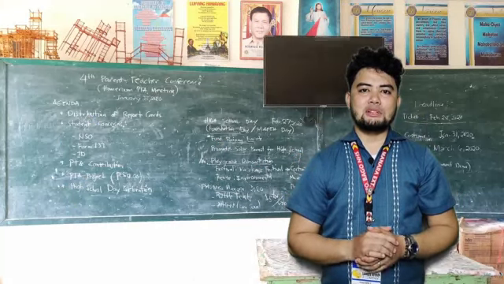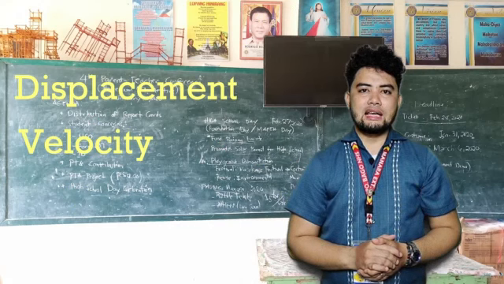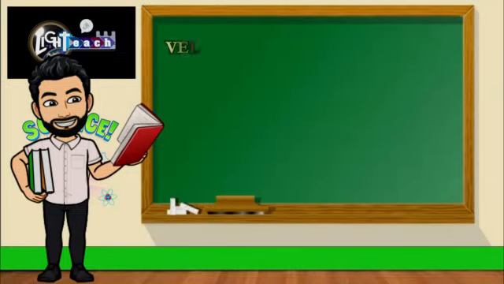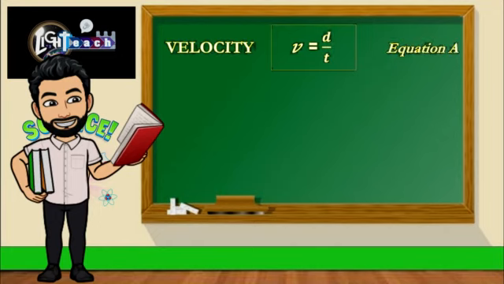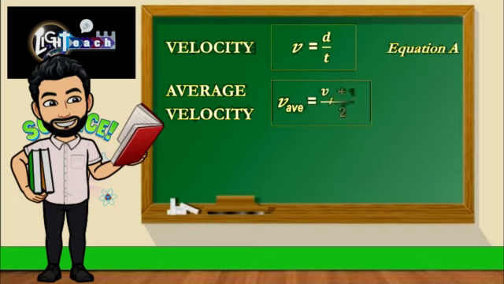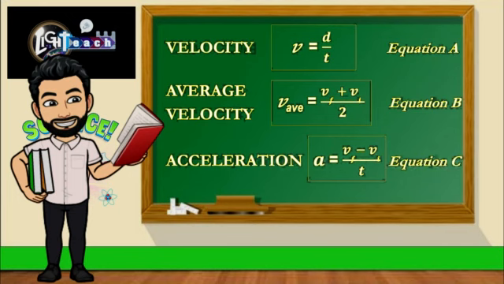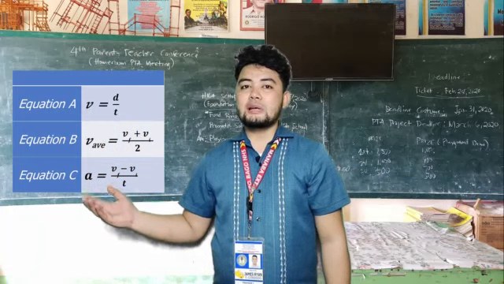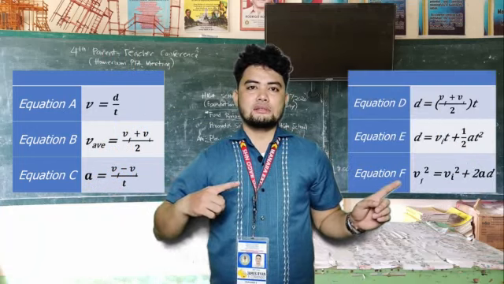You have learned about displacement, velocity, and acceleration when you were in grade 7 and 8. Velocity, which is a change in position per unit time. Average velocity, which has the same definition for any average. And acceleration, which is the change in velocity per unit time. Using these equations, we can derive other equations.